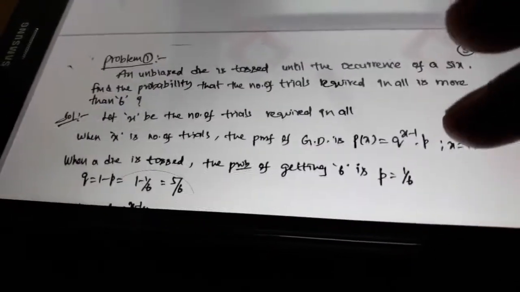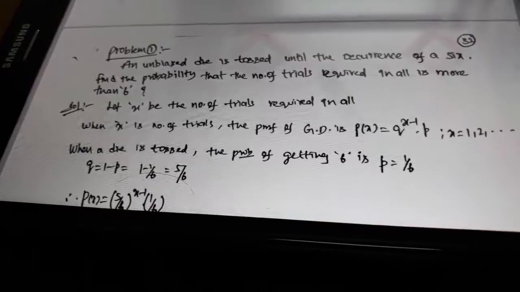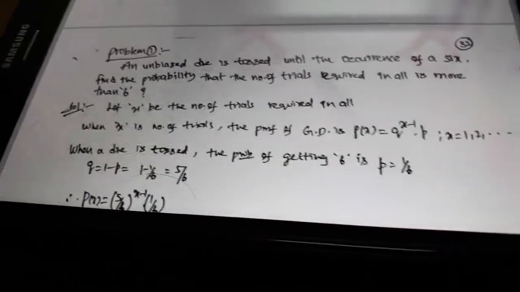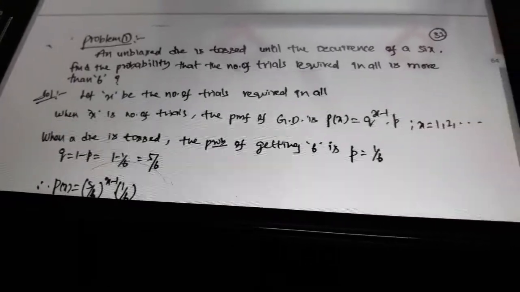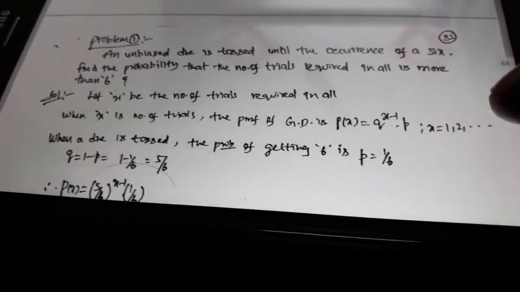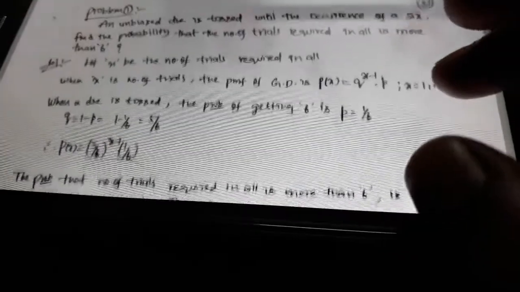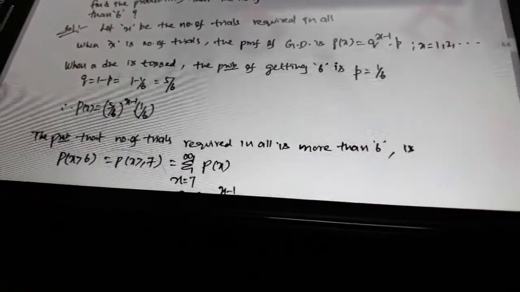Then problems are also important here. An unbiased die is tossed until the occurrence of a 6. Find the probability that the number of trials required in all is more than 6. That is, P(X greater than or equal to 6). So that will be fine.